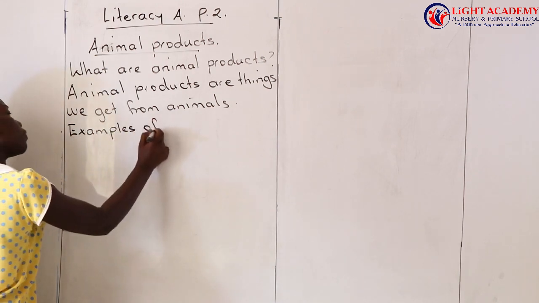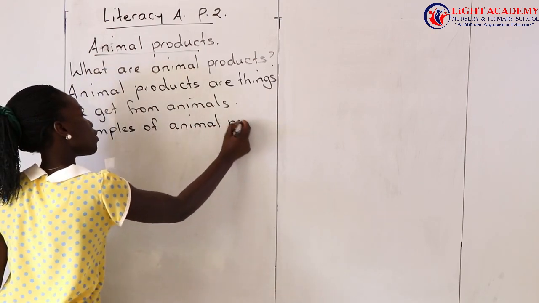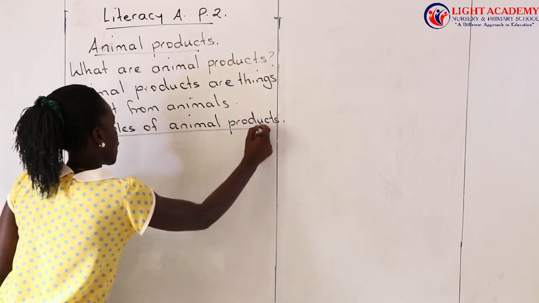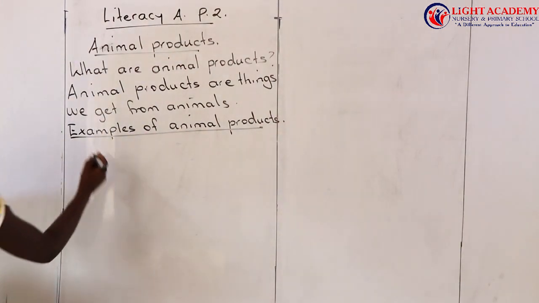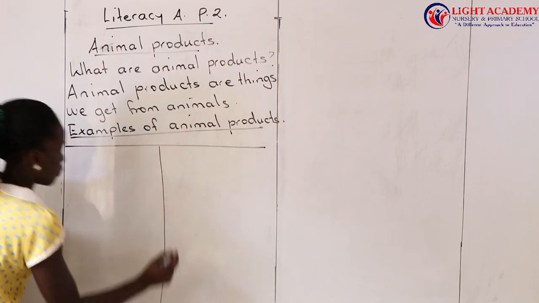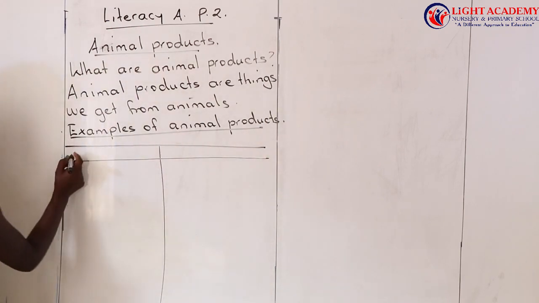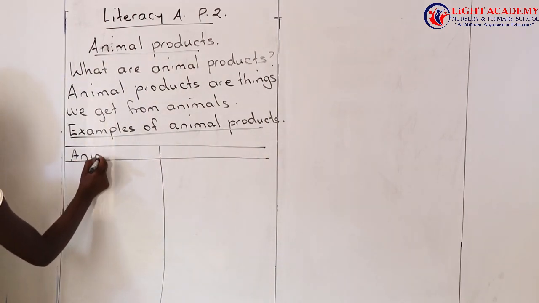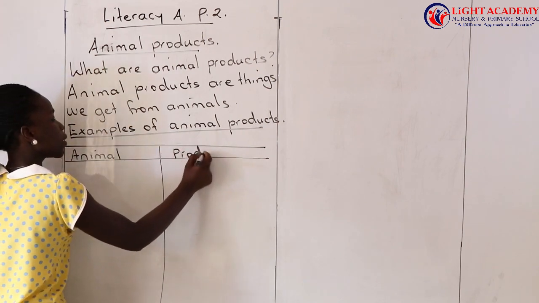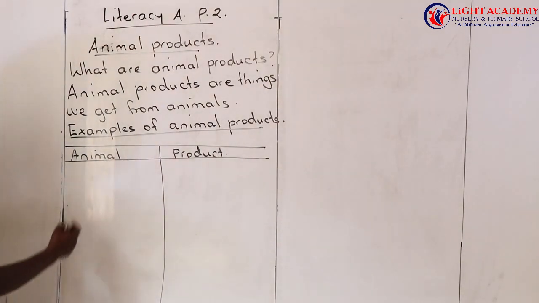Examples of animal products. We are going to draw our table here. This is our table. The first column will be for the animal, and the second column will be for the product we get from the animal. So, let us look at the first animal.